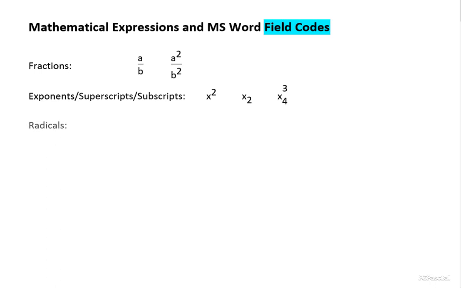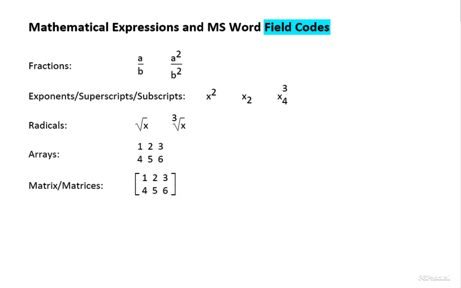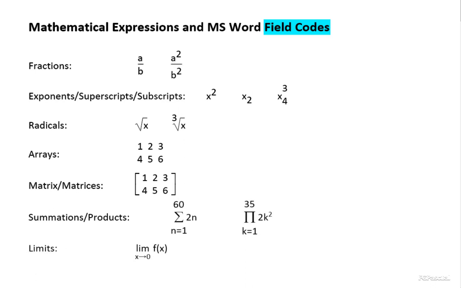We will generate radicals, such as the square root of x and the cube root of x, arrays, and matrices. Then we cover the field codes for summations and products, and limits. The second part of this series covers creating shortcut keys and templates for these field codes.